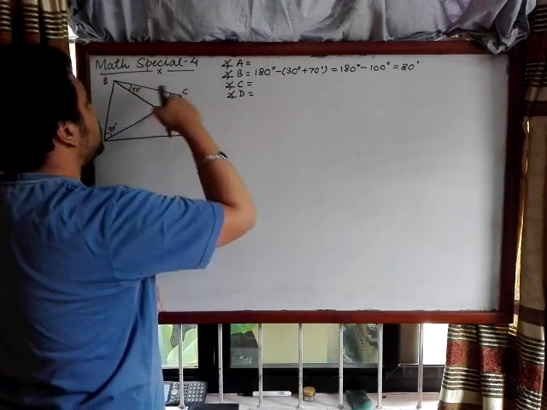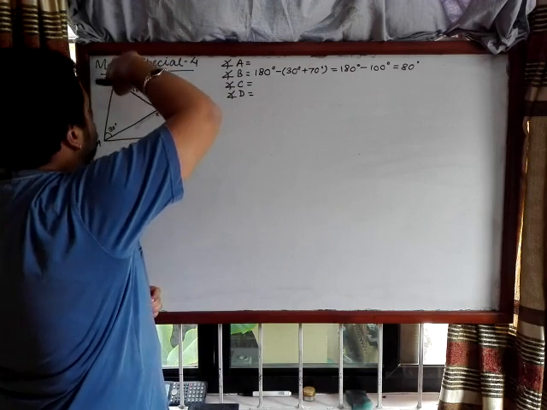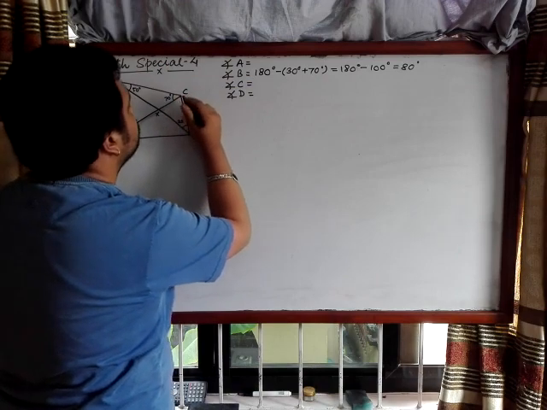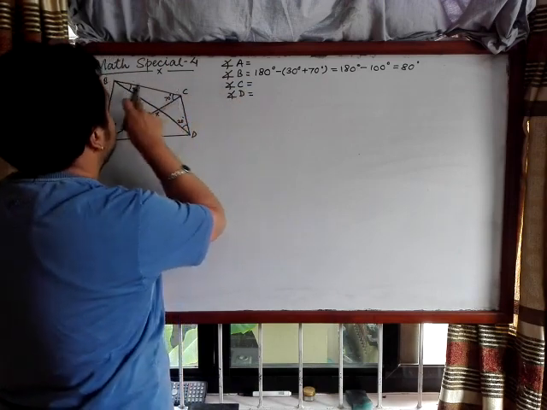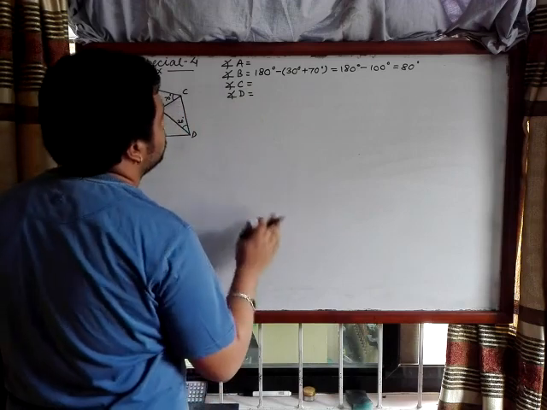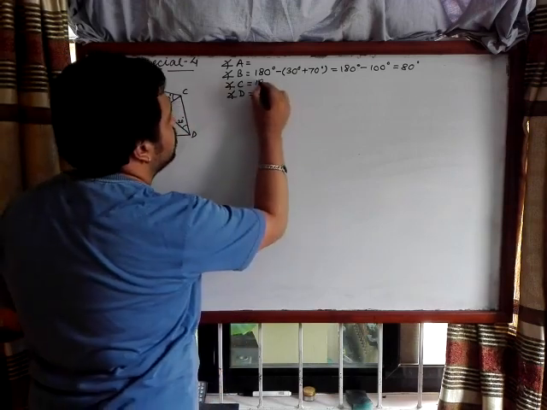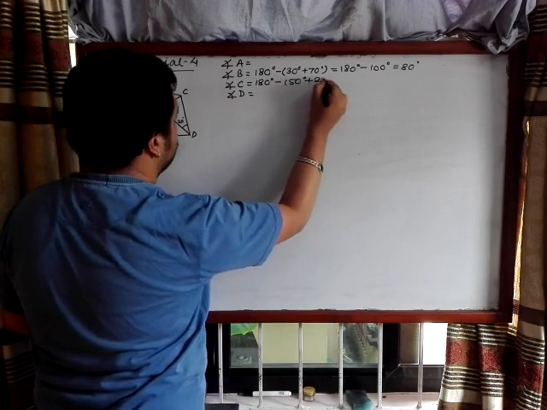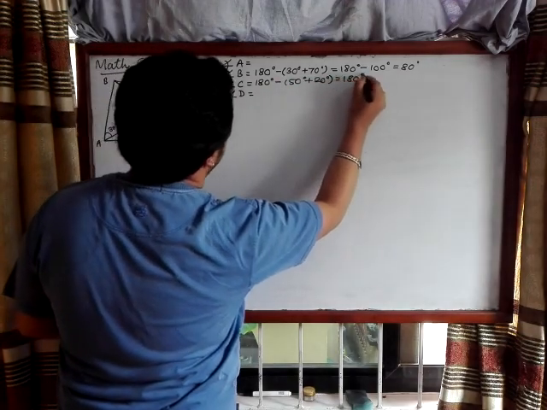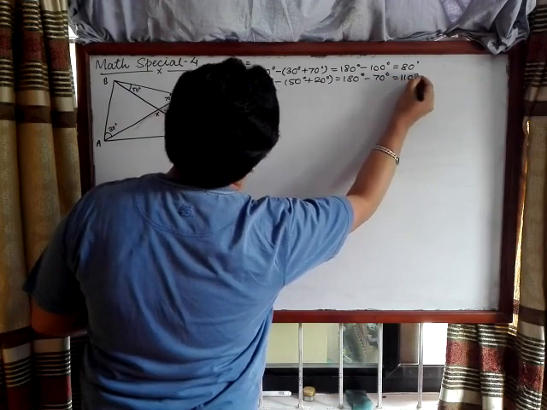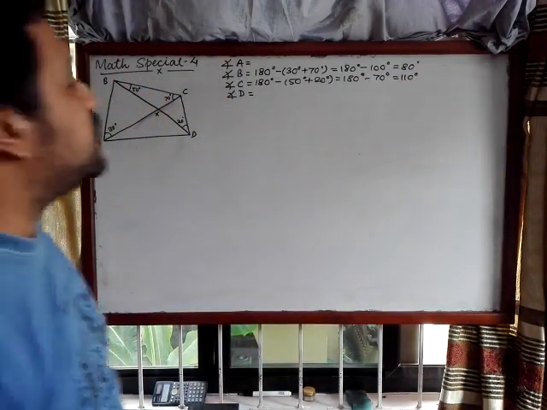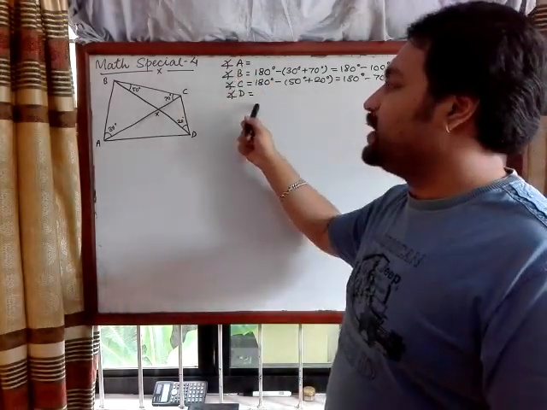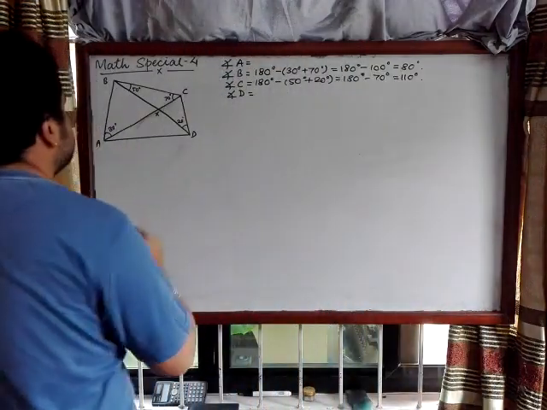And for angle C, we look at triangle BCD, this entire angle C. So angle C plus 50 plus 20 is equal to 180. So angle C is equal to 180 degrees minus the sum of 50 and 20, which is 180 degrees minus 70 degrees, equals 110 degrees. There's no problem in finding these two angles. The main problem is to find angle A and angle D.